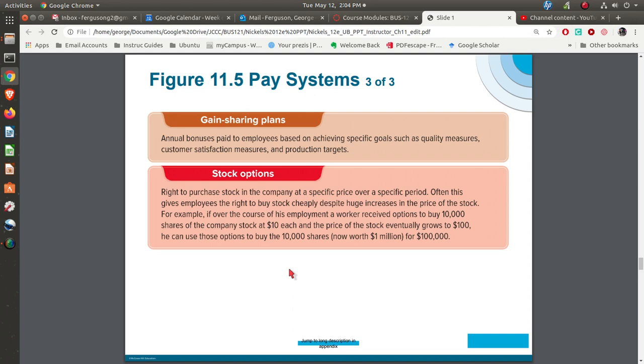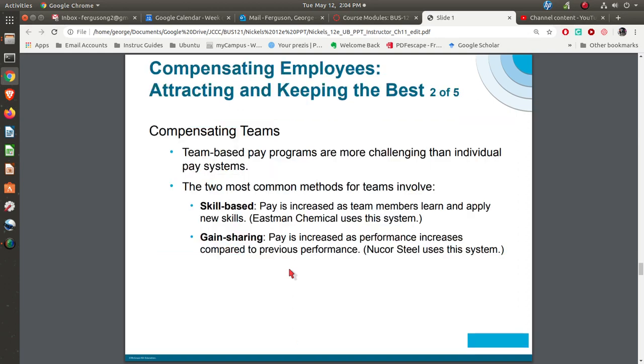So let's say the stock price of the company goes up to $8 a share. You can exercise that option where you buy those 100 shares at $5 and then you turn around and sell them for $8 each. That's the whole idea behind stock options. You also have to think about maybe compensating teams. Many times companies are using teams in order to get things done, and they will set some pay programs for those teams. Many times they'll use what's called skill-based pay. In other words, you build up certain skills and they pay you X number of dollars for reaching those skills.